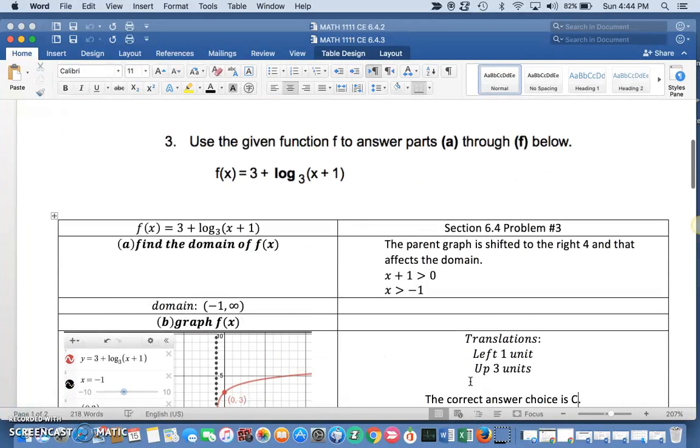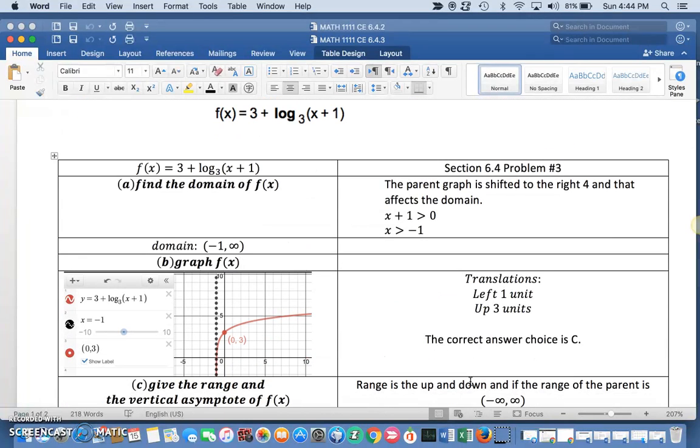Graphing it, put it in Desmos. It's the original left 1 and 3 up. And your answer choice there was C. This is what it looks like. The point that was originally (1, 0) became (0, 3) because you went left 1. That took the 1 that was the x and made it a 0, and the y was originally 0. It went to 3.